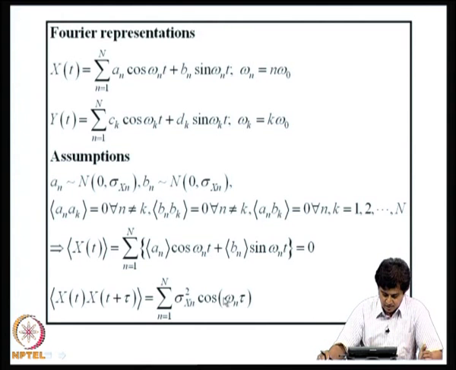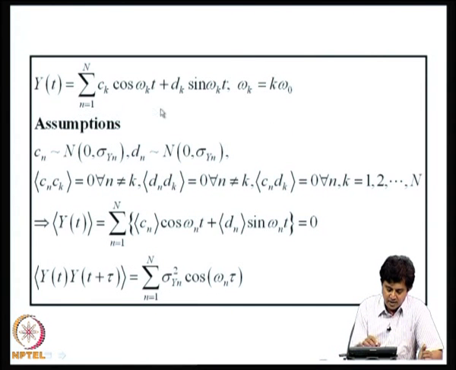The same logic can be used on y of t, and we can show that c n is normal, 0 mean, sigma y n is the standard deviation, and so on and so forth, and the expected value of y of t is 0, and the covariance of y of t is the sum over n equal to 1 of sigma y n square cos omega n tau.